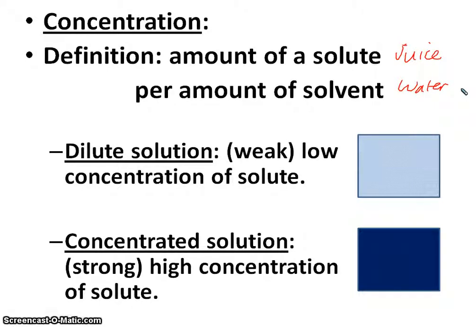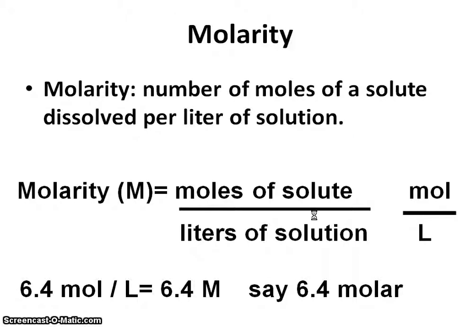You know, the frozen orange juice, it's really concentrated. It's got a high concentration of solute, oranges, and it's really dark orange. In a dilute solution, you've got a low concentration, and it's a lighter color. And when we buy our concentrated orange juice, we dilute it with water to make the orange juice we want to drink. So remember your dilute, concentrated. Alright, so molarity is how we put a number to how concentrated something is.